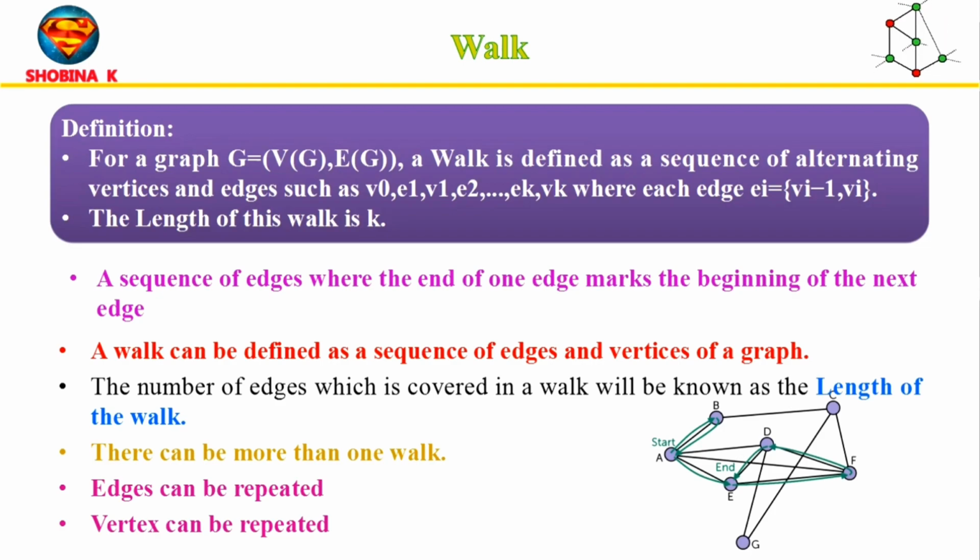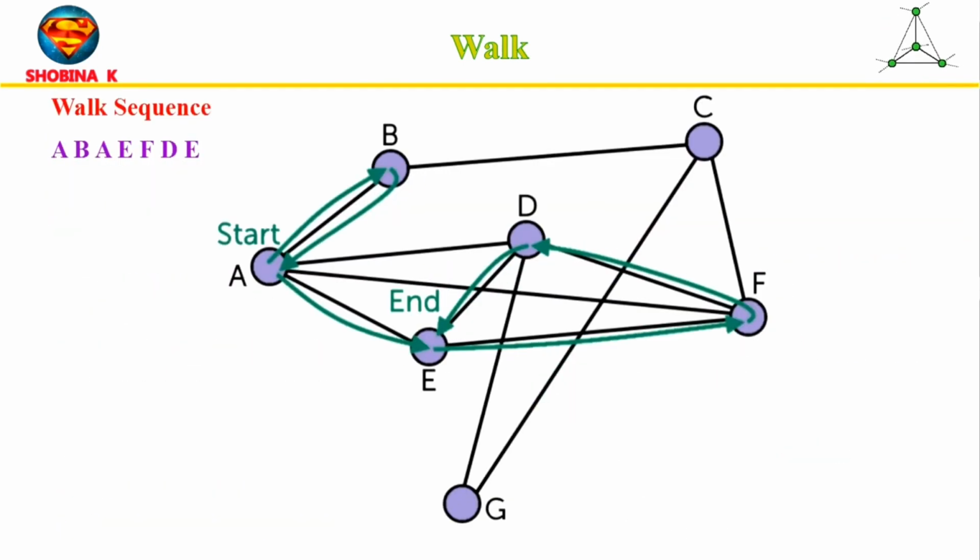It can start and end at any vertex and can repeat the vertices and edges. The total number of edges covered in a walk is called the length of the walk. In a graph, there can be more than one walk. So for a walk, two points are important: edges can be repeated and vertices can be repeated. In a simple graph, we can represent a walk by a sequence of vertices. Here is a simple undirected graph with arrows representing a walk around the graph. We can record this walk as the sequence A, B, A, E, F, D, E.